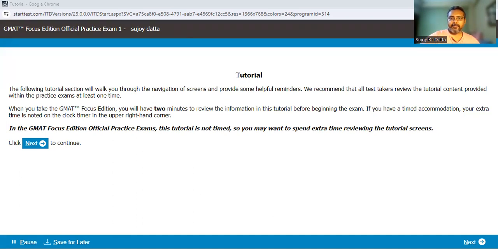So I'm starting from the very beginning itself. So start off with the tutorial. So just the instructions which are there in the actual test, what you will get. In the actual test, this tutorial information you can read in 2 minutes to review. And this is also like between sections in the actual test, you will have time breaks. In the tutorial here, the focus edition practice test here, the breaks are not timed, okay? But then let us go through what they are trying to say here.